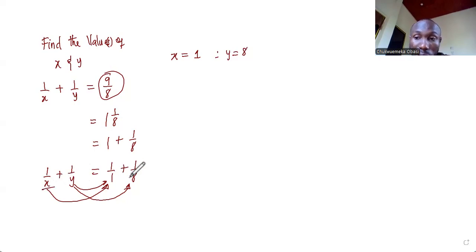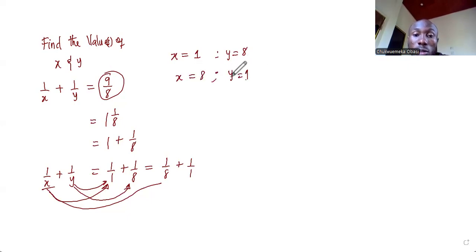And because it is commutative, you can also have it as 1 over 8 plus 1 over 1. Still the same thing. In this case, you can see that x can now be 8 and y can be 1. So x can be 8 in this case and y is 1. So this is the answer I have for this particular problem.